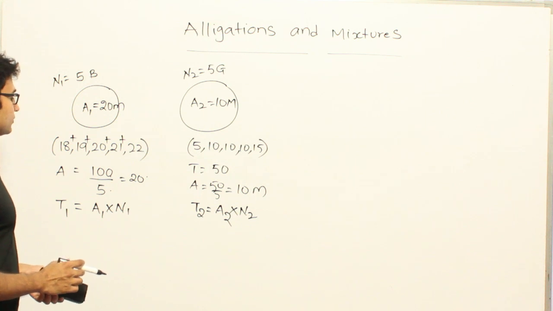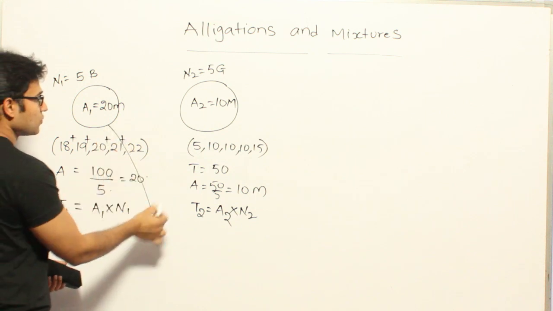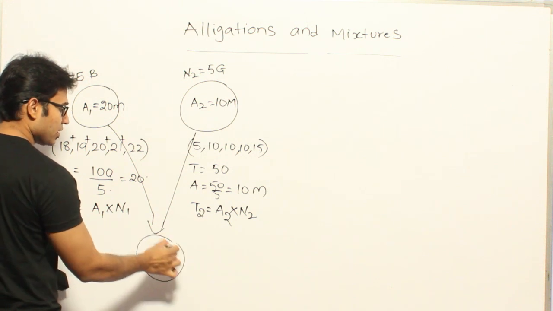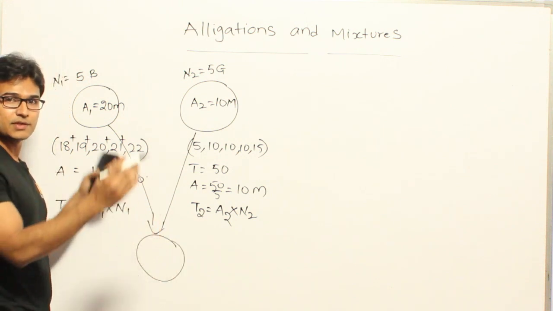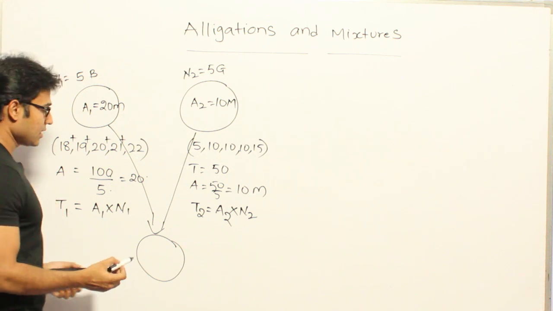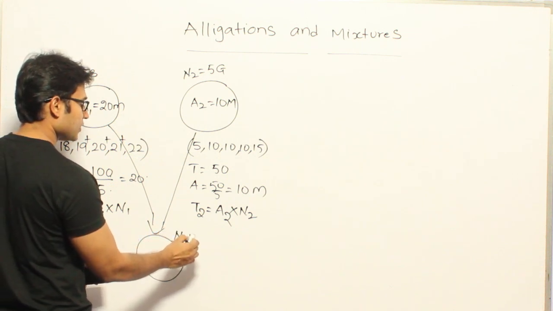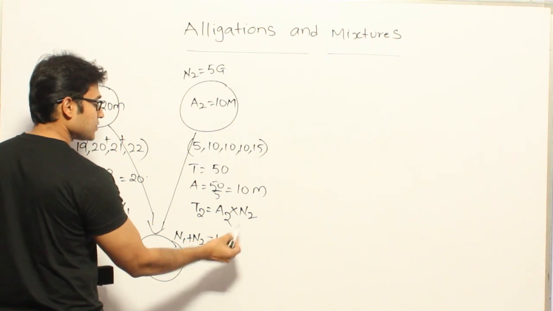Now I want to mix these two groups and make a new group. This is what is called a mixture. I am mixing two groups of different types. Now how many students will be there in this? N1 plus N2, so in this case it is going to be 10 students.